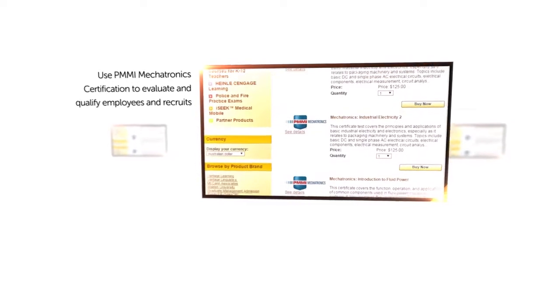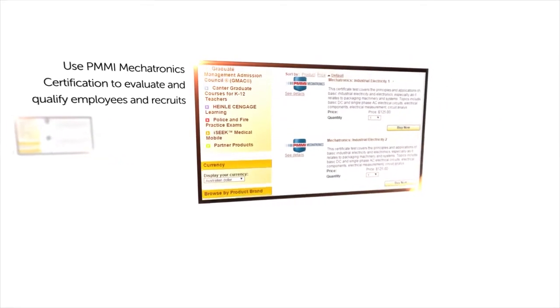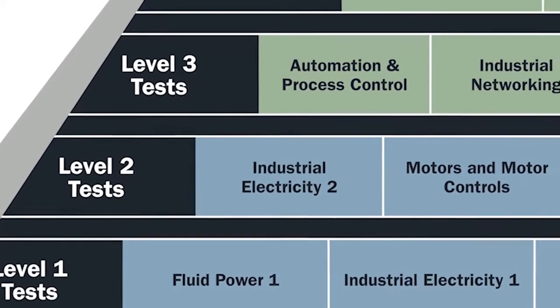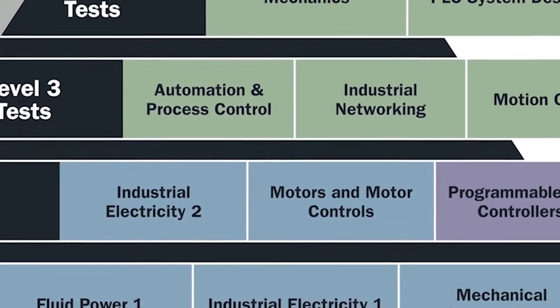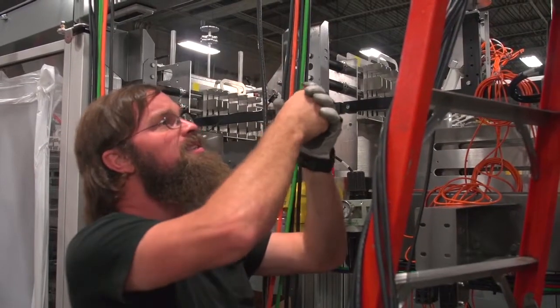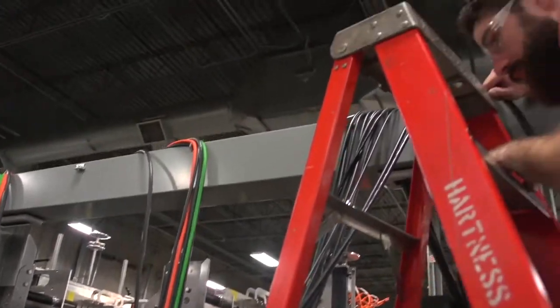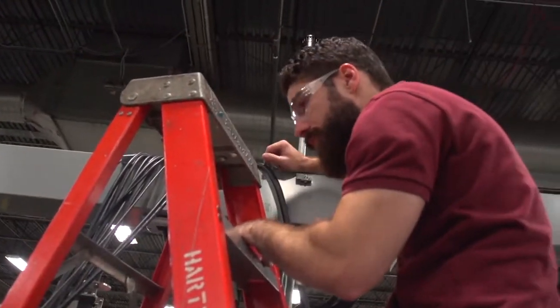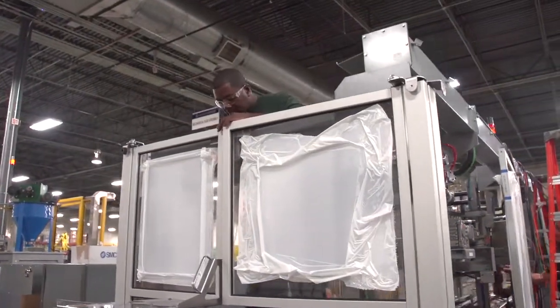A member can use the PMMI Mechatronics certification tests to evaluate the skill set of existing employees as well as prospective employees. The tests really evaluate an individual's skills as it relates to mechanical engineering, electrical engineering, controls engineering, and computer engineering. The tests will also help identify employees that are ready for additional responsibilities and able to take on higher level assignments.